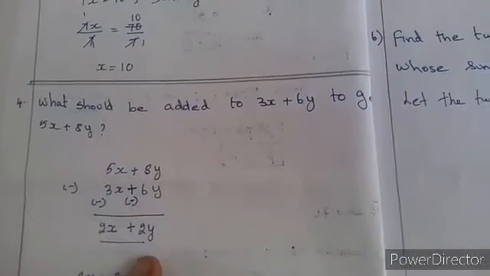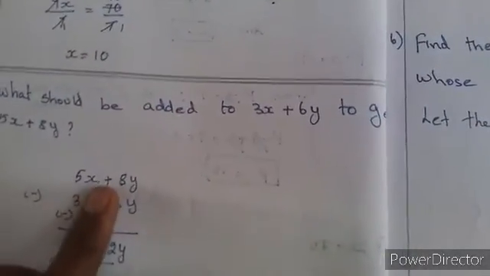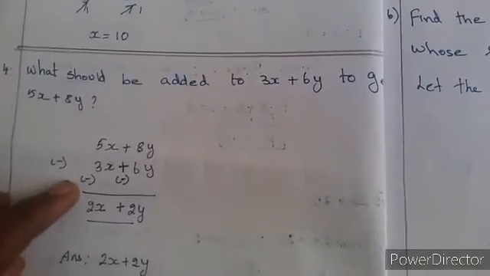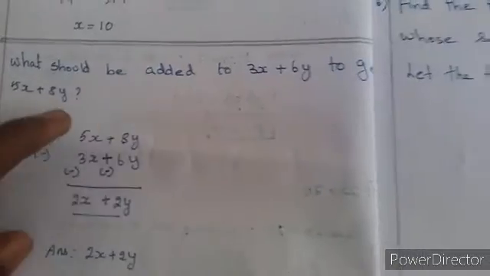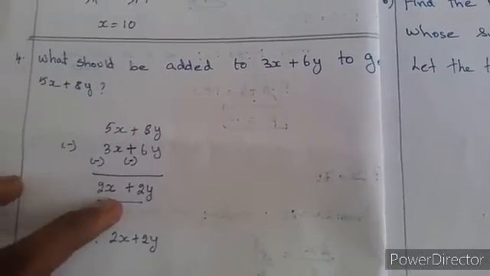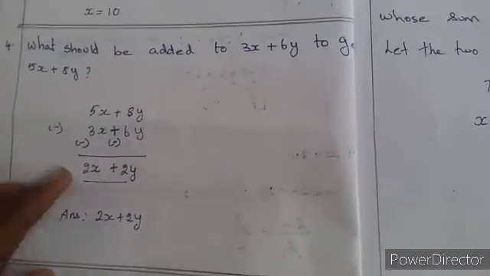Now plus into minus, we have to subtract these two terms. 8 minus 6 is 2. The greater number is 8y, so the sign for that is plus. So plus 2y. Then 5 minus 3 is 2. The variable is x. The greater term is 5x, and the sign for that is plus. So 2x plus 2y is your answer.